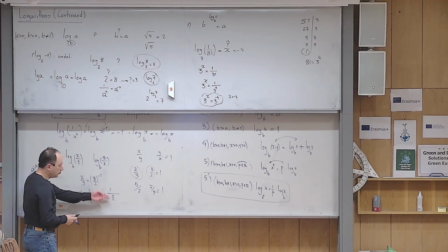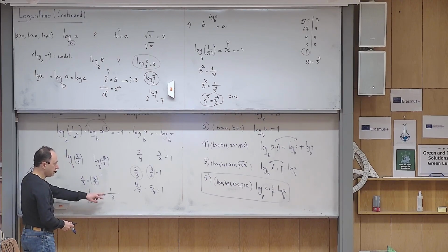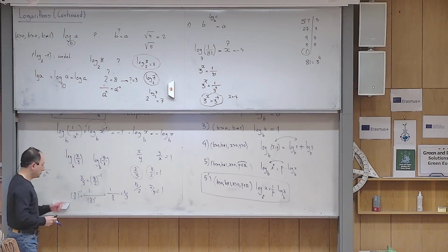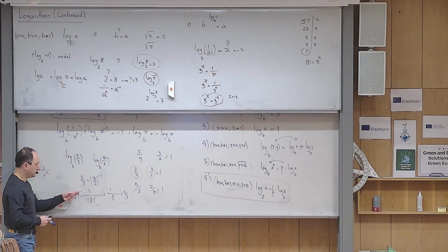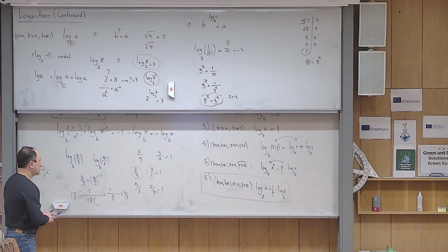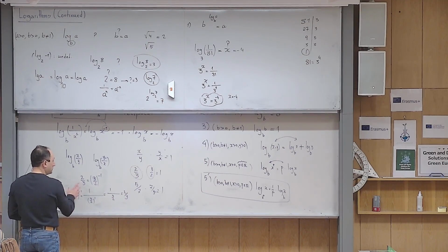And 1 over a fraction is the same fraction but flipped. So 1 over 3 over 2 is 2 over 3. So you see that 3 over 2 to the power of minus 1 is 2 over 3. Yes? So now I want you to remember this.